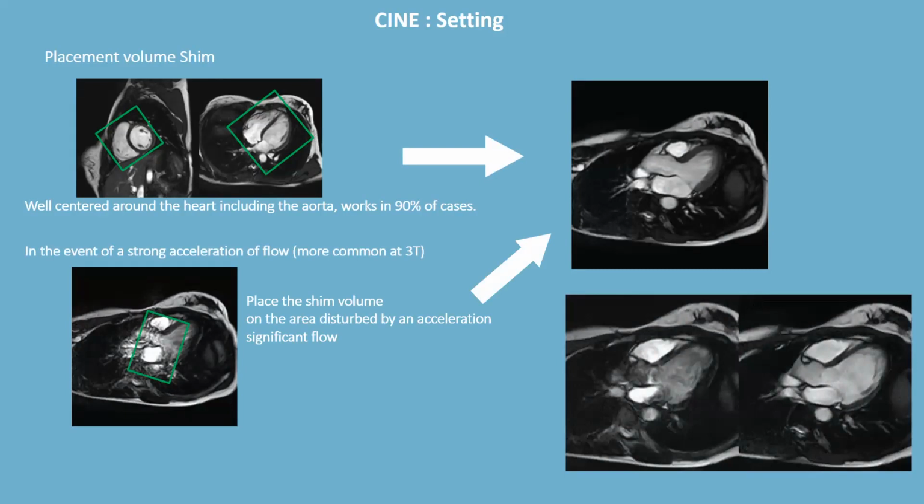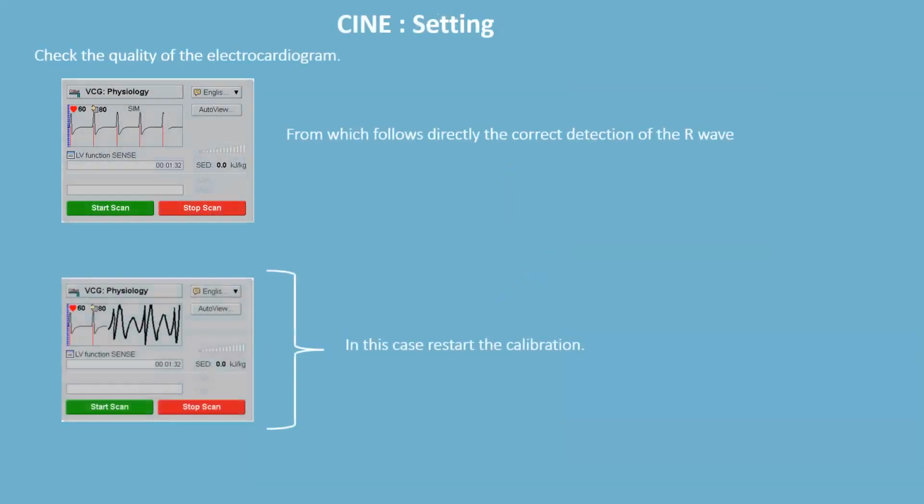Here the image of the scene. Always check the quality of the electrocardiogram, from which follows directly the correct detection of the R wave, with the red line here. So in cases where we can't get a good R wave, you should start a new calibration.